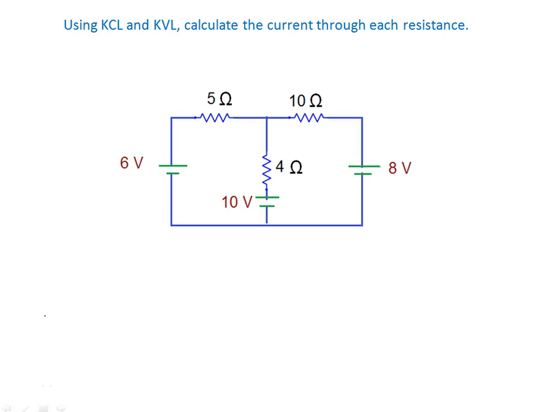So here I have to use both KCL and KVL, first law and second law, to calculate the current through each resistance. Suppose I first use the KCL. All of you just observe where the junction is. The junction is this point and this point. There are 2 points. Okay.